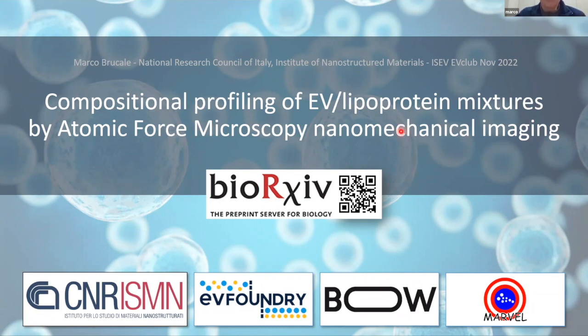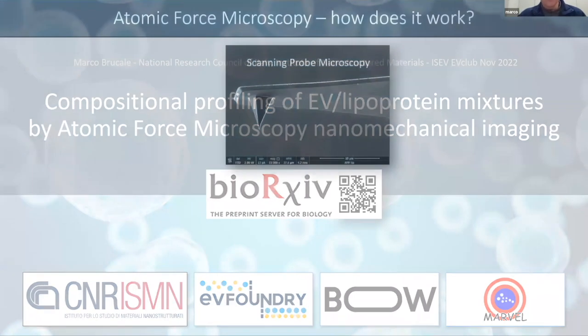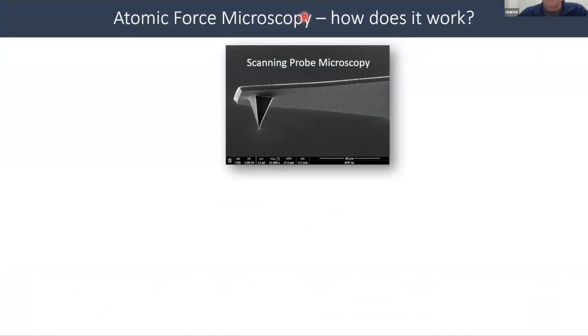Okay, so I don't feel I need to introduce EVs and LPs to this audience, of course, especially since I'm not a biologist, but let me spend a few words on both AFM and nanomechanics. As many of you probably already know, AFM is a member of the larger SPM, or scanning probe microscopy, family. Scanning probe microscopy just means that you have some sort of probe that you scan on a surface, then you record the interaction of this probe with the surface, and you can reconstruct a topographical map of the interactions.